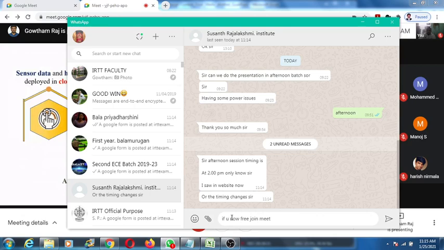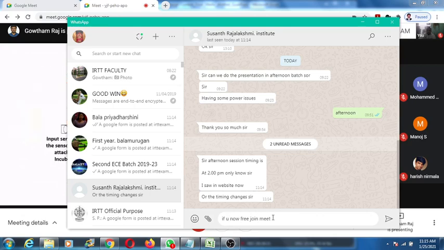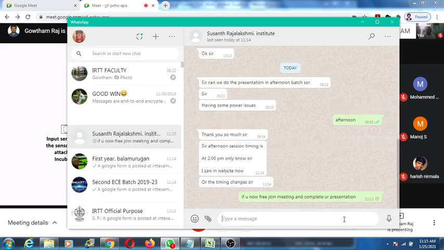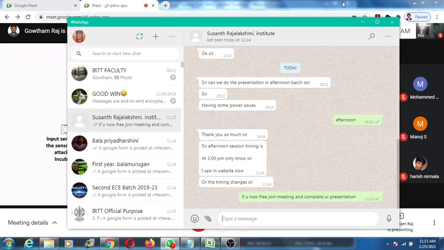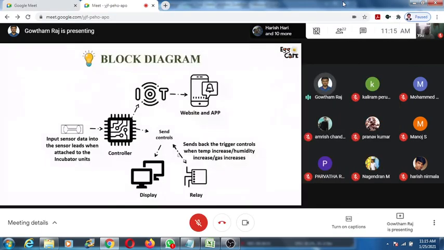So this is a block diagram. The block diagram first consists of the input sensor data, like temperature, humidity, and gas data, which will be taken from the incubation or hatching unit and sent to the controllers. The controllers divide it into two. It sends the controls, and we have an OLED display unit to display the data on our retrofit, and also a relay module. When controls are sent to the relay module, we check whether the temperature goes below or above the particular threshold value. Based on that, we'll be controlling it.